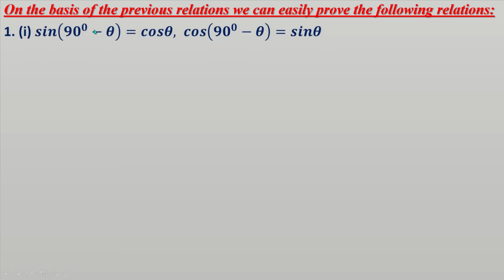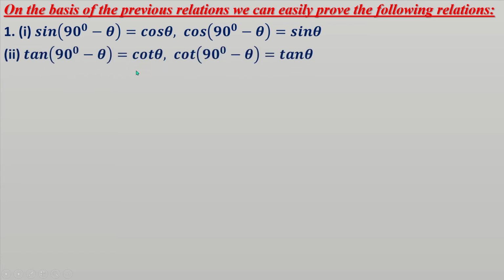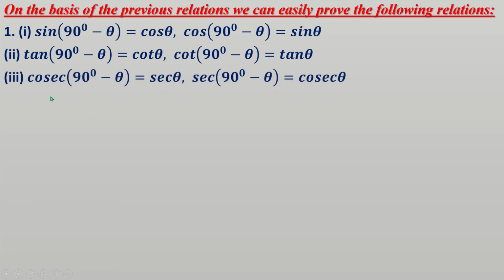On the basis of the previous relations, we can easily prove the following relations. 1. Sine of 90 degrees minus theta equals cos theta, and cos of 90 degrees minus theta equals sine theta. That means here 90 degrees means one right angle. One is an odd number. So when the number of right angles is odd, the ratio will be changed. Sine will be cos and cos will be sine. Similarly, tan will be cot and cot will be tan, and cosec will be sec and sec will be cosec.